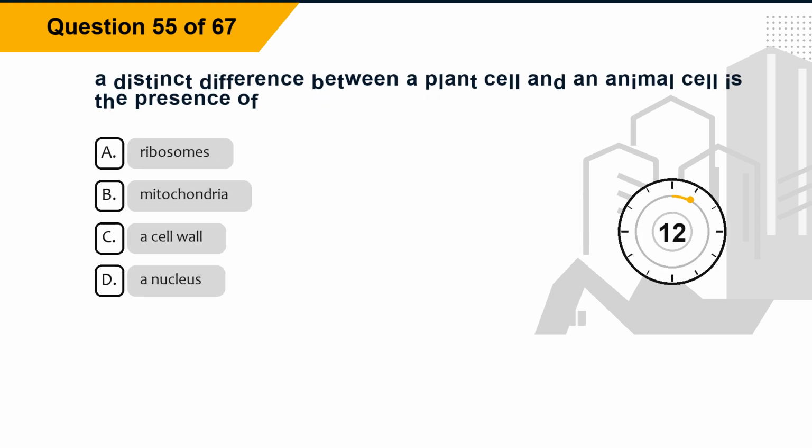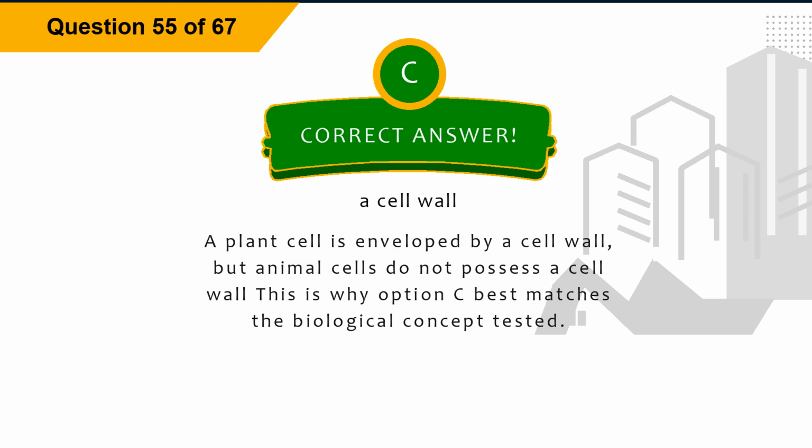Question 55. A distinct difference between a plant cell and an animal cell is the presence of? Option A, ribosomes. Option B, mitochondria. Option C, a cell wall. Option D, a nucleus. The correct answer is option C, a cell wall. Explanation. A plant cell is enveloped by a cell wall, but animal cells do not possess a cell wall. This is why option C best matches the biological concept tested.